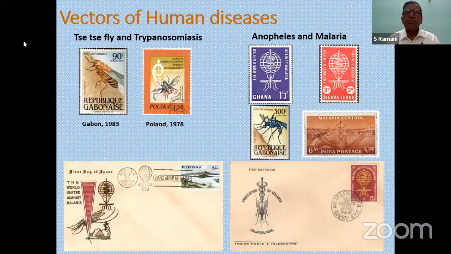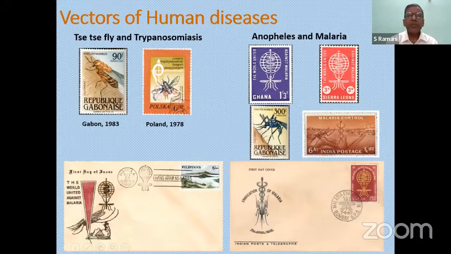If you look at vectors, the tsetse fly, the sleeping sickness transmitting vector, has been produced on stamps. These are two samples of them. And then, of course, with Anopheles and malaria, a large number of stamps have been produced by different countries. In 1962, when the WHO declared an international year for malaria eradication, a lot of stamps were produced in different countries to eradicate malaria. We can see some stamps here, and even India has produced one stamp, which we'll talk about a little later.